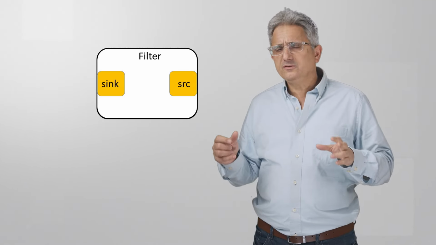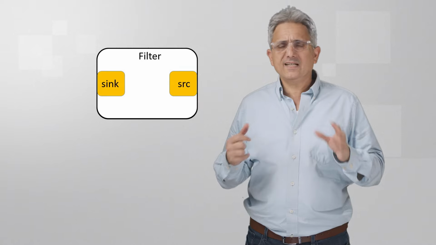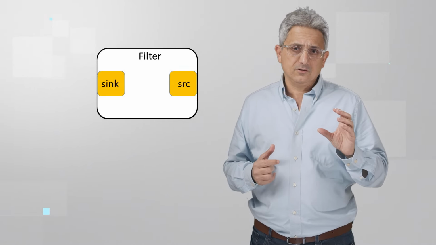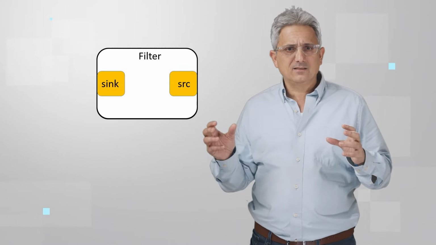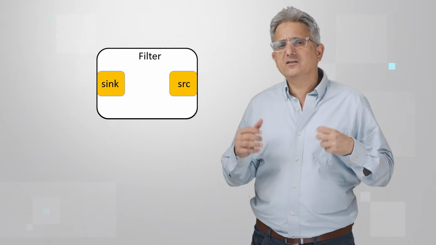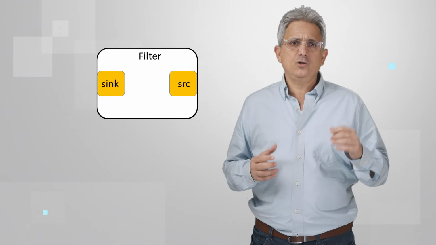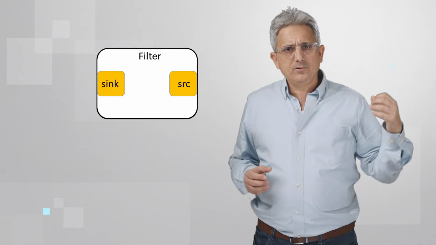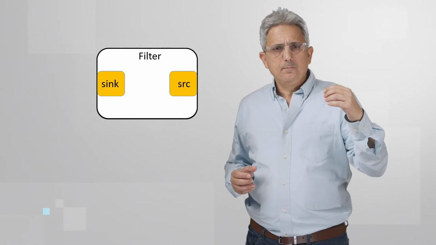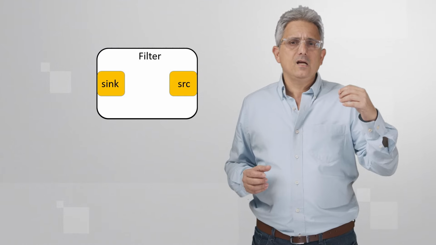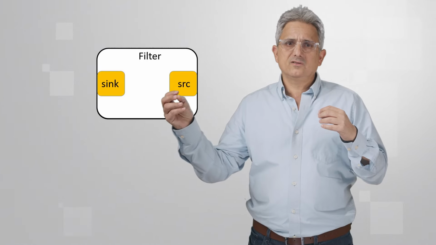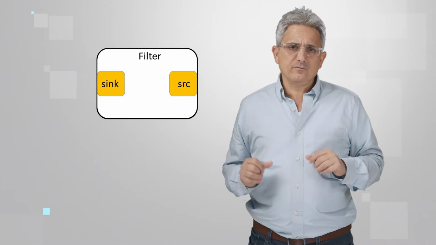There are few types of elements. Most elements are called filters and have two paths, two connections to the external world, a sink and a source. So data, usually video, comes from the previous stage into the sink, being processed by that element, and goes out through the source. Yes, I know it's a little bit confusing.